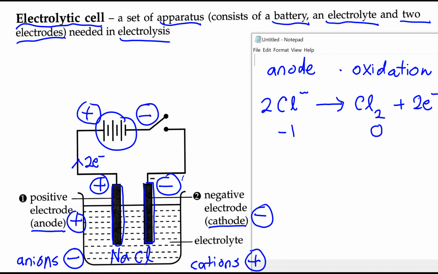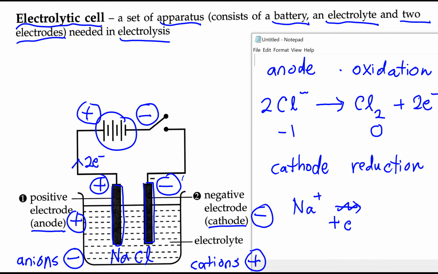On the other side, we have the cathode, and that is defined as where the reduction takes place. So in this example, the sodium ion is going to be discharged as the sodium atom, and that involves the addition of an electron to become the sodium atom. Since the sodium ion decreased in charge from +1 to 0, hence this is a reduction.